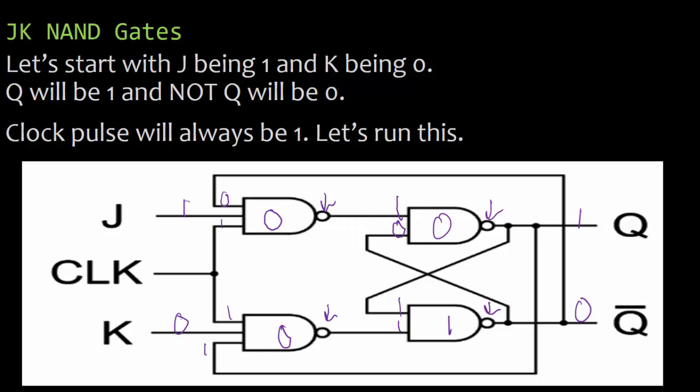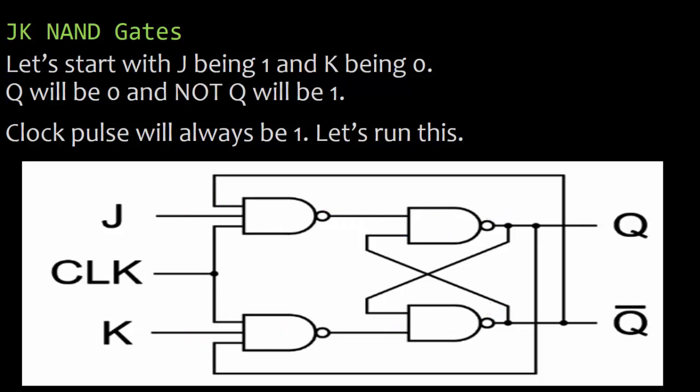So when J is 1 and K is 0, is it Q stays the same, or is it Q becomes 1? Well, the only way to answer that question is to do the same thing, but this time looking where Q is 0 and not Q is 1. So I'm going to feed not Q into here. Now, we have 1, 1, and 1. The clock pulse is 1, J is 1, not Q is 1. This gives us 1.